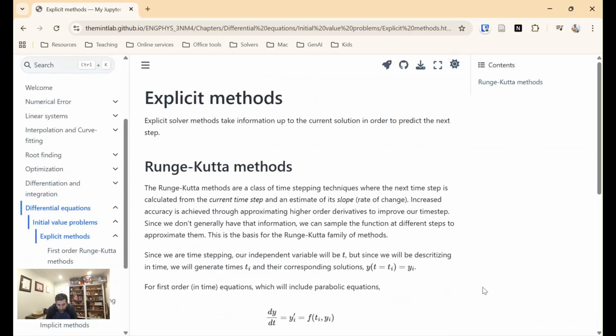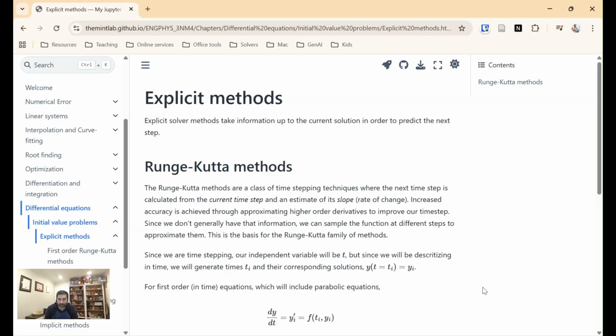Okay. Runge-Kutta is the go-to in this case. Just like Newton-Cotes defined a whole family of methods, Runge-Kutta does so similarly. What we're going to do is take the current time step and estimate its slope, and we're going to increase the accuracy by approximating higher order derivatives. Okay. The idea is that since we don't have higher order information, what we can do is take sub steps and then combine them in funny ways to approximate those and eliminate them right off the bat.